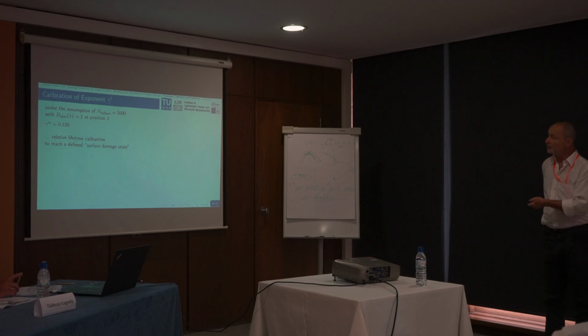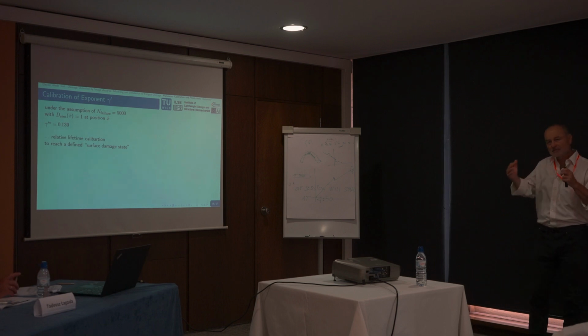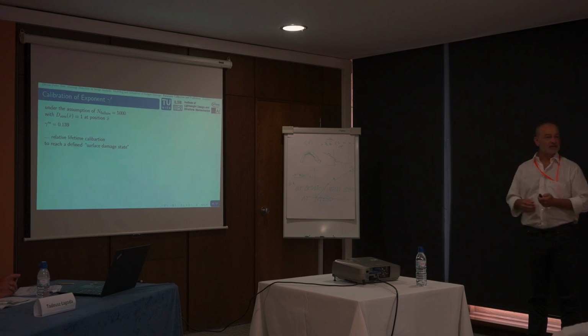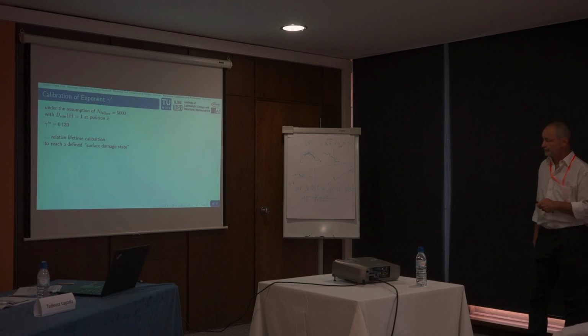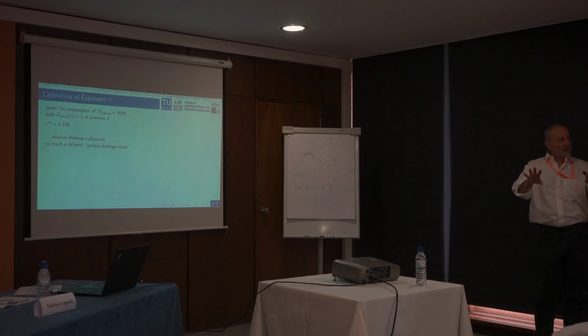Second is to calibrate the factor. Sorry for the typo, it's not the exponent, it's the factor, gamma prime before N. We do this under the assumption that 5,000 is some critical value. So that's, let's say, relative. We just assume 5,000 is failure. So the industry partner tells us if the crack pattern is like this, we consider this as failure. And if we consider this as failure, we can also calibrate this gamma, which is 0.14, and this is done in the sense of a relative lifetime calibration to reach the same state of surface damage.